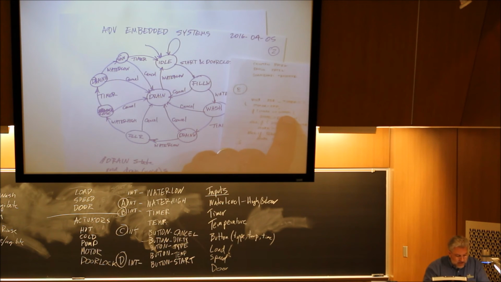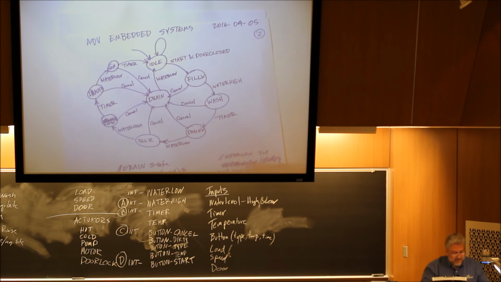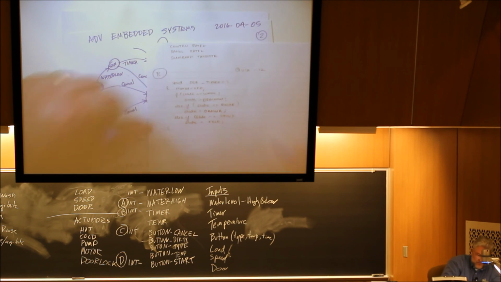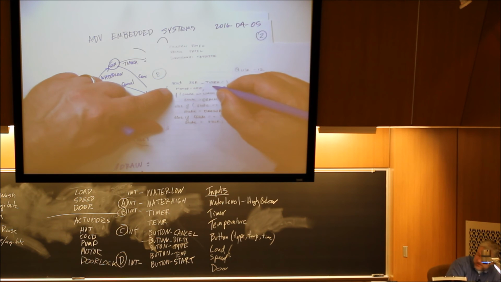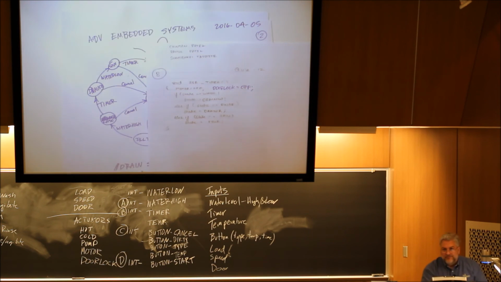So if the state is wash, then you go to drain. If the state is rinse, you go to drain R. If the state is spin, you go to idle. So what did they miss? So I would add in here, what did I actually call it? Door lock equals off. Would you agree with that? Yes? No?